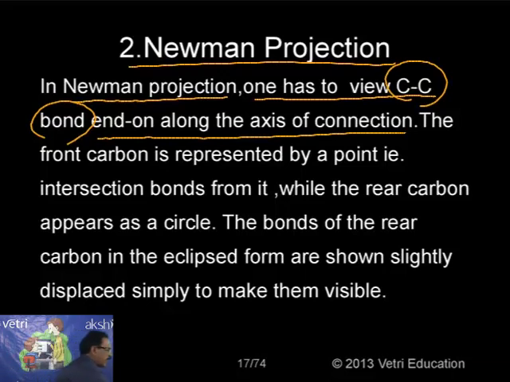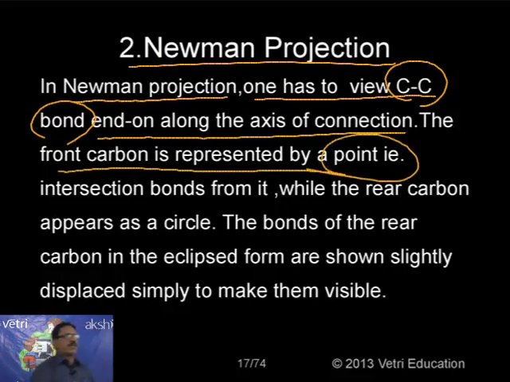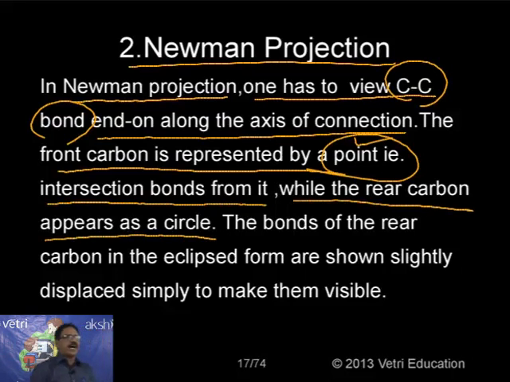The front carbon is represented by a point. This is the most important. When we are viewing the molecule, the first carbon, very near to the observer, we have to consider as a point, with the bonds intersecting from it, while the rear carbon appears as a circle; the carbon which is away from the observer should be considered as a circle. Let me repeat again: according to Newman projection, we view the carbon-carbon bond end on along the axis of connection. The first carbon, the front carbon, is a point. The second carbon, the rear carbon, is a circle.